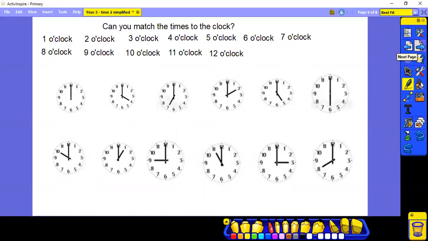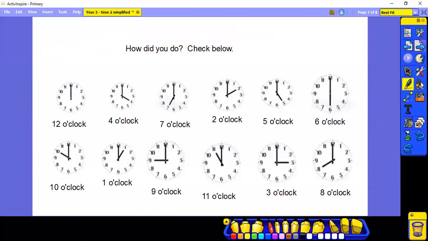So with this activity, can you match the times to the clock? Pause this video and have a try. How did you do? Let's just see. So this one said 12 o'clock, 4 o'clock, 7 o'clock, 2 o'clock, 5 o'clock, 6 o'clock, 10 o'clock, 1 o'clock, 9 o'clock, 11 o'clock, 3 o'clock and 8 o'clock.